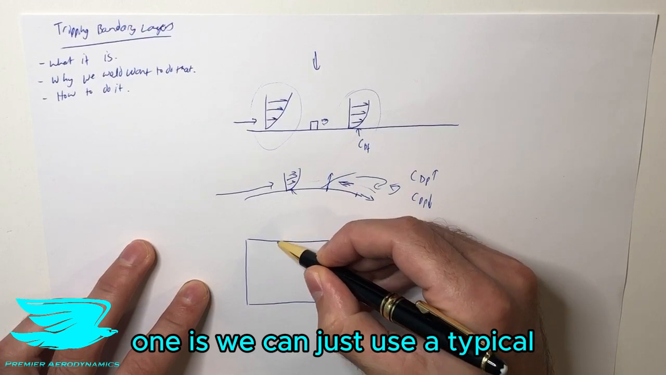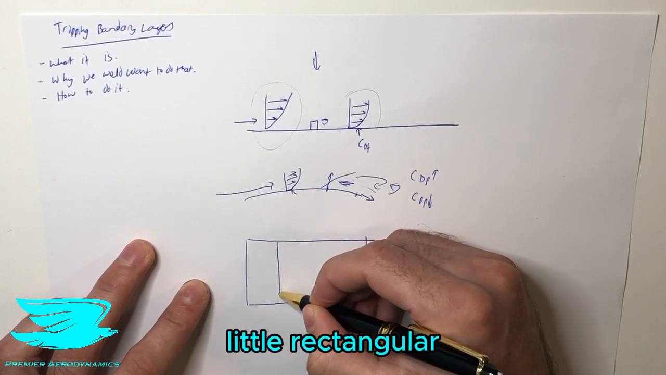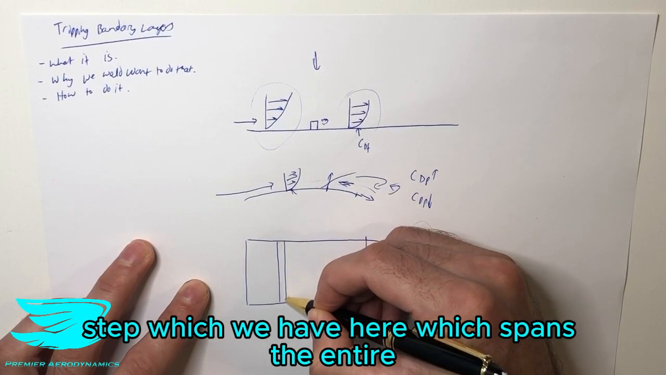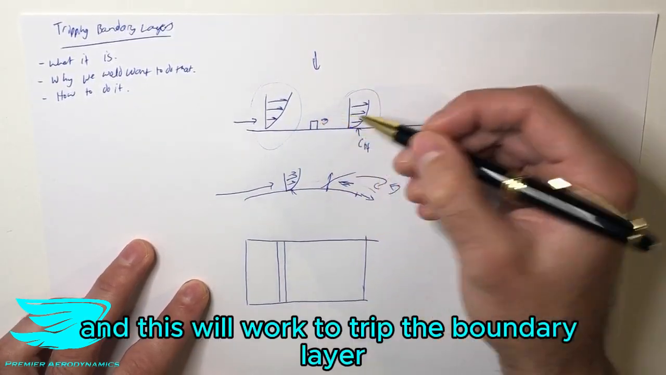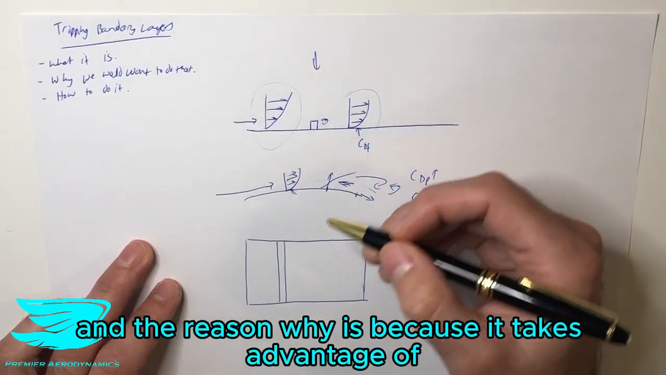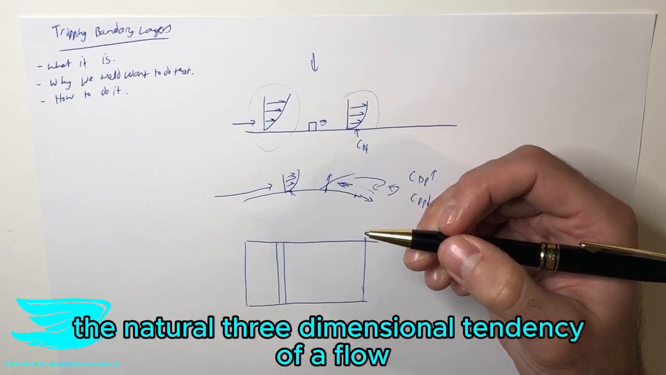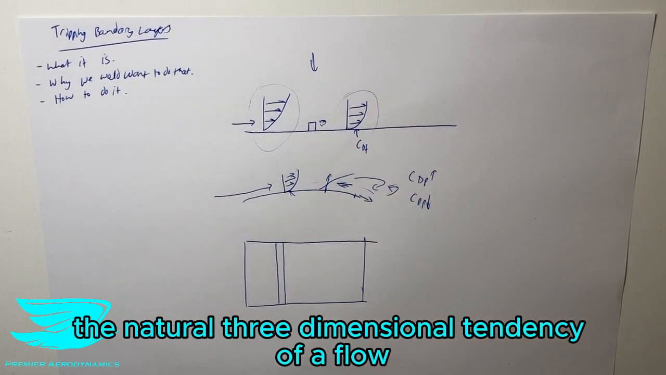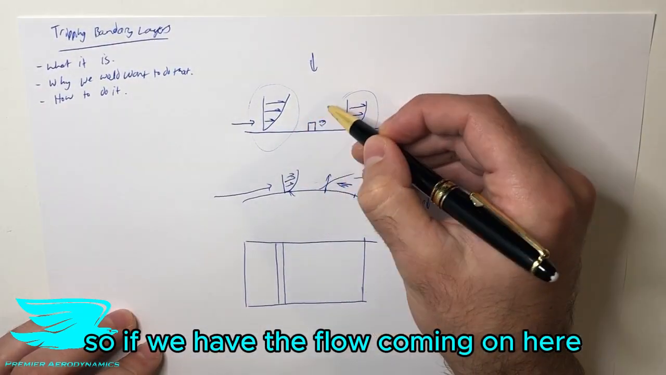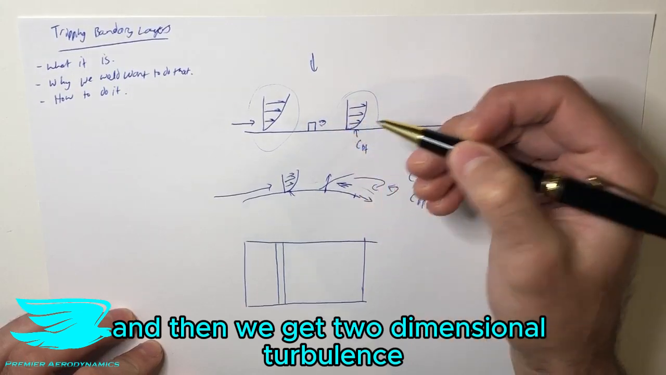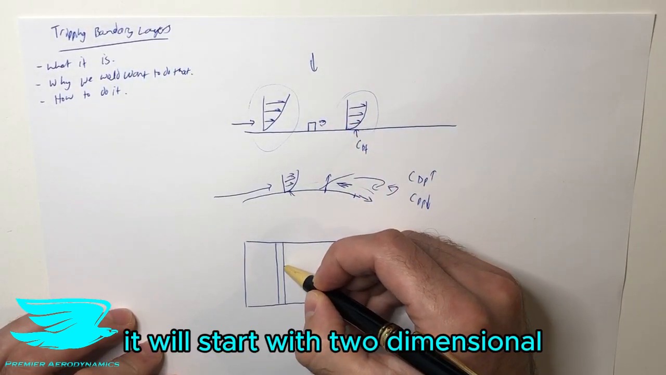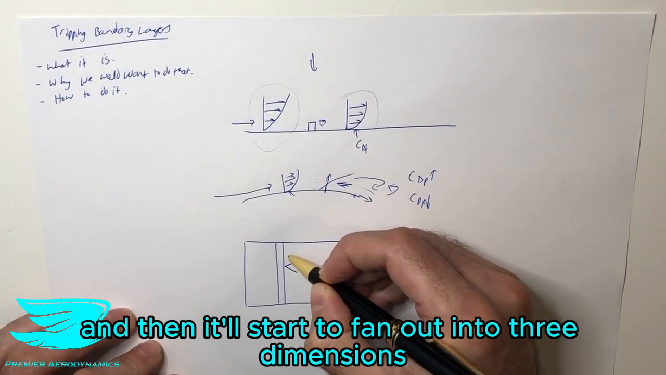One is we can just use a typical little rectangular step, which we have here, which spans the entire width or however far you want. And this will work to trip the boundary layer. And the reason why is because it takes advantage of the natural three-dimensional tendency of a flow. So if we have the flow coming along here and then we see a two-dimensional cross-section and it hits this thing and then we get two-dimensional turbulence, it will start off as two-dimensional and then it will start to fan out into three dimensions.